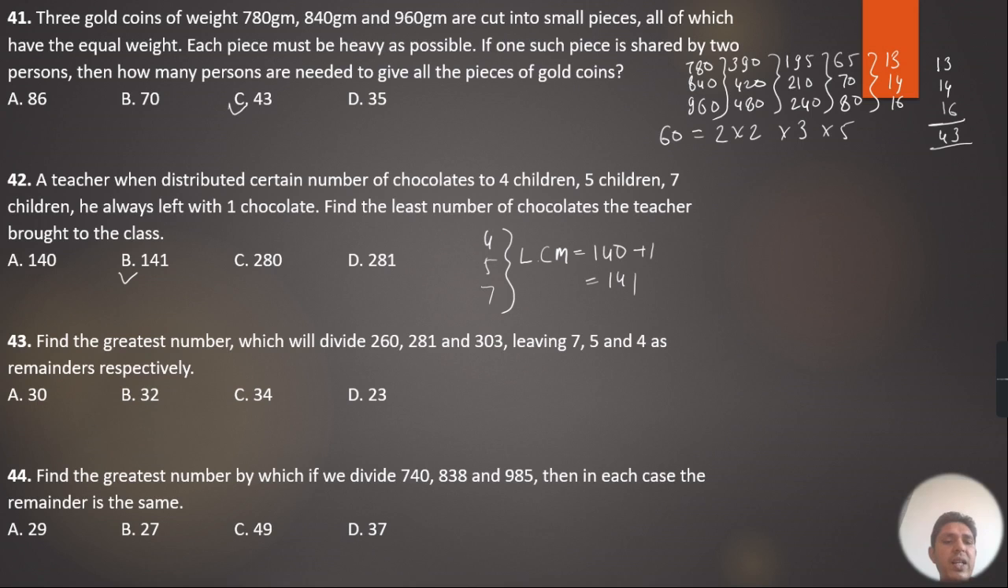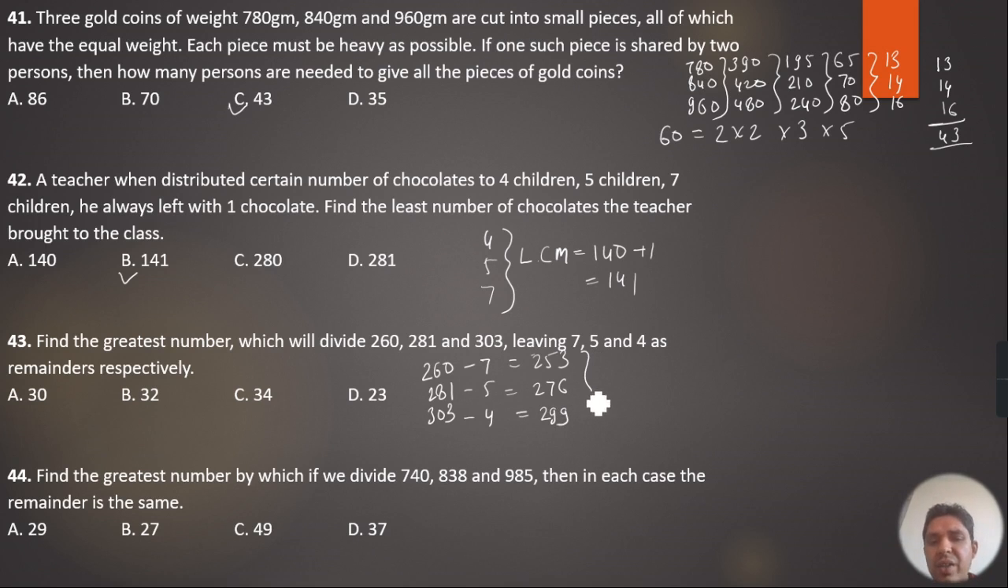Okay. Coming to the next question, 43. The question is, find the greatest number which will divide 260, 281, 303, leaving 7, 5 and 4 as the remainder. So students, the three numbers are 260, 281 and 303. The remainders are respectively 5, 7, 4. If we subtract the remainders from the numbers, what we will get? We will get 253, and we will get 276, and thereafter we will get 299, right? The remainders we have subtracted.